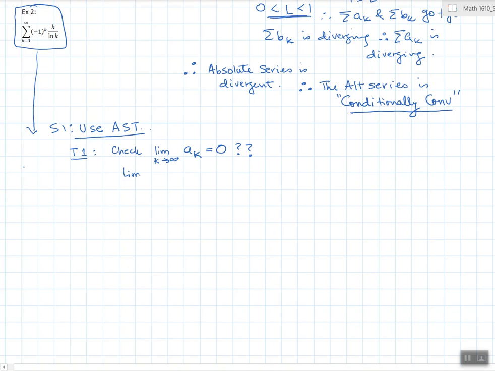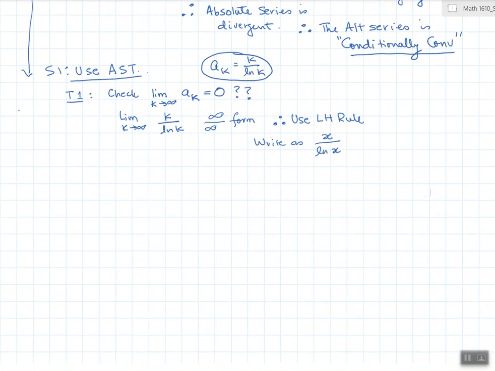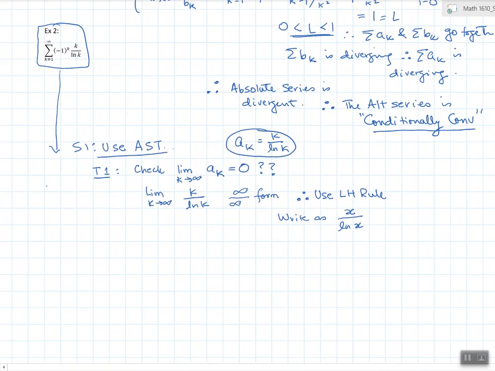So let's start: limit k going to infinity of k over ln k. First thing is remember that AK is k over ln k when we are doing the alternating series test. So this is infinity over infinity form. Therefore, we're going to have to use L'Hopital's rule. So we can write it as x over ln of x. If you're going to take derivatives, we should not be writing it as functions of k. We have to go to the continuous function form.